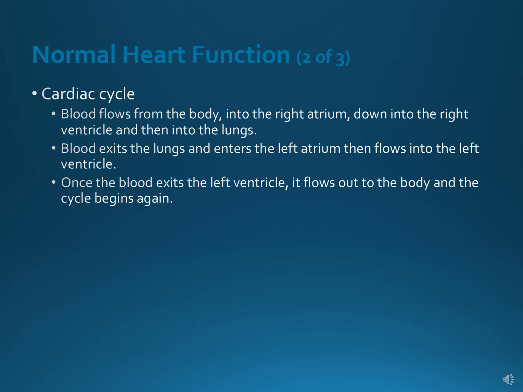During the cardiac cycle, the blood flows from the body into the right atrium, down into the right ventricle, and then into the lungs. The blood exits the lungs and enters the left atrium, then flows into the left ventricle. Once that blood exits the left ventricle, it flows out to the body, and then the cycle begins again.